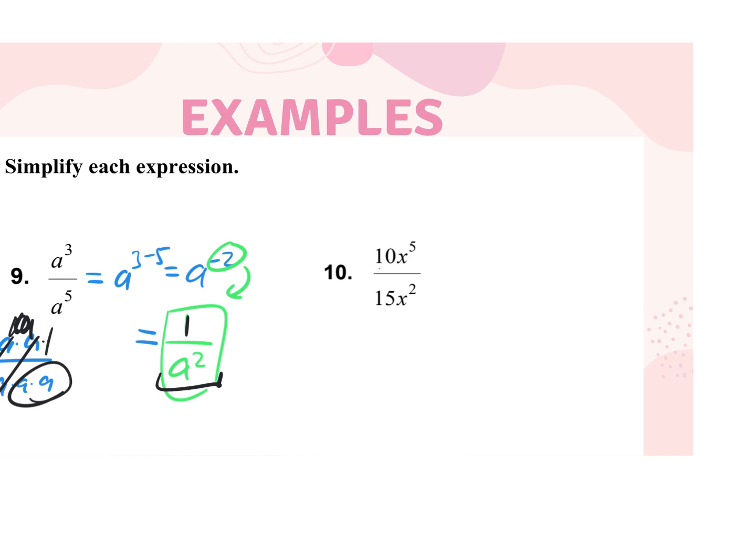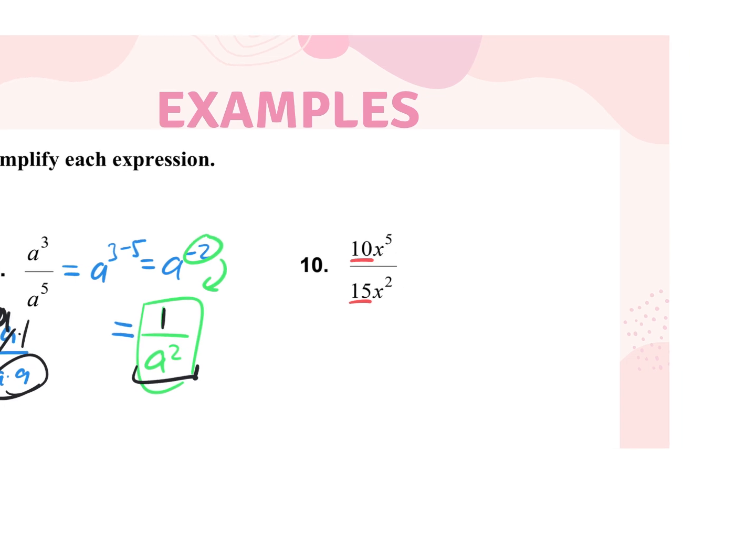So here I actually have numbers in front of my variable, right? So now my 10 and my 15, I can just treat those like regular numbers, right? If I ignore the variable, 10 and 15 share a factor of 5. So what I can do is I can divide the top and the bottom by 5, and that's going to get me 2 over 3, right? 10 divided by 5 is 2, 15 divided by 5 is 3.